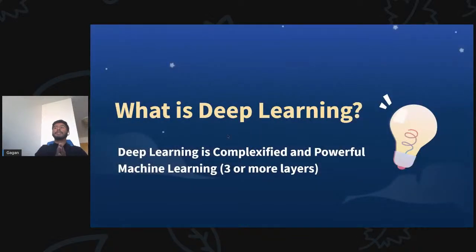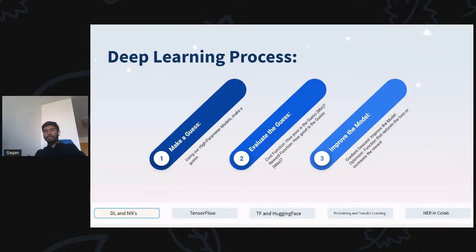And finally, coming to what is deep learning. Deep learning is complexified and powerful machine learning. Whenever we have three or more layers, that can be called deep learning. So let's take a look at the deep learning process and how deep learning works. I find deep learning really interesting, and I've worked a lot with these deep learning algorithms, and it's quite interesting to understand how these things work.